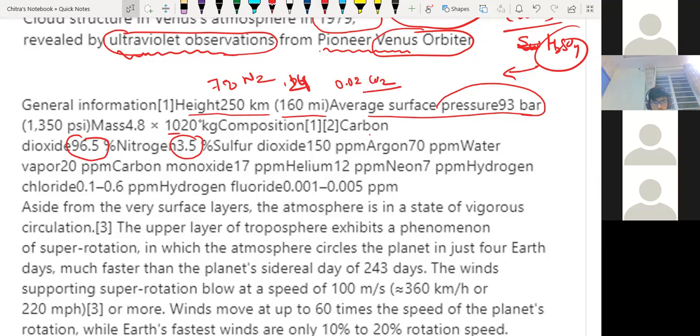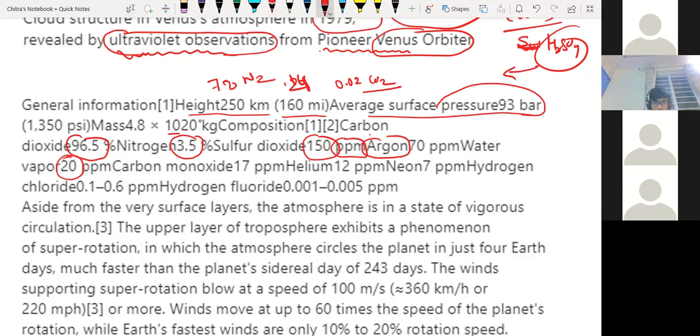Sulfur dioxide forms about 150 particles per million. What is ppm? It is particles per million. And argon is found at about 70 ppm. Water vapor is only about 20 ppm. It is very, very less. Water molecules are present, but only 20 ppm. That means 20 particles in 1 million, and 1 million means 10 lakh particles of air. Only 20 particles are of water.